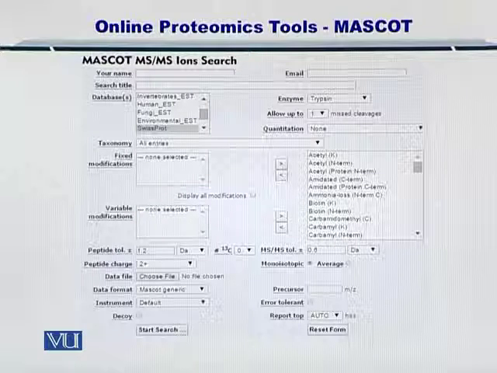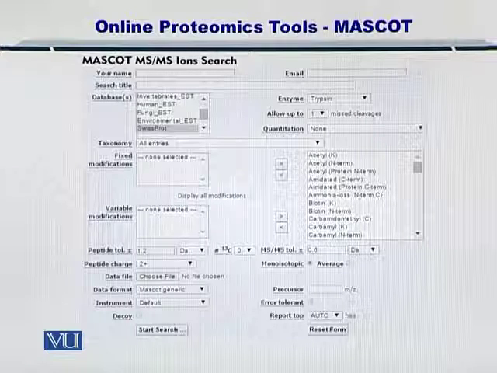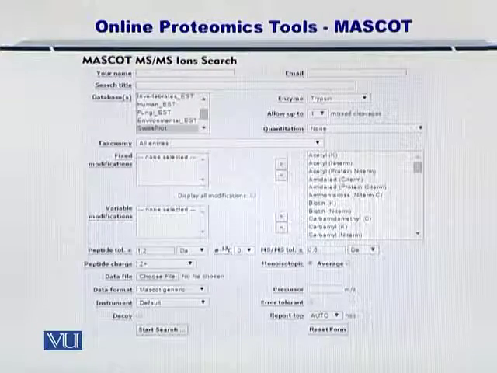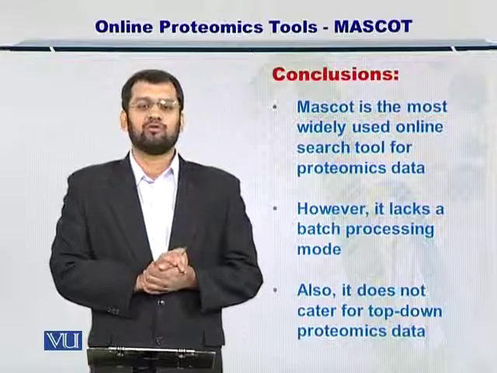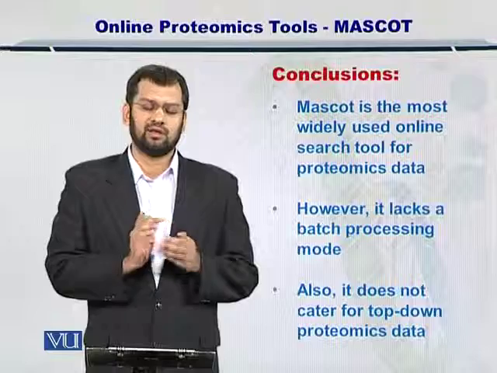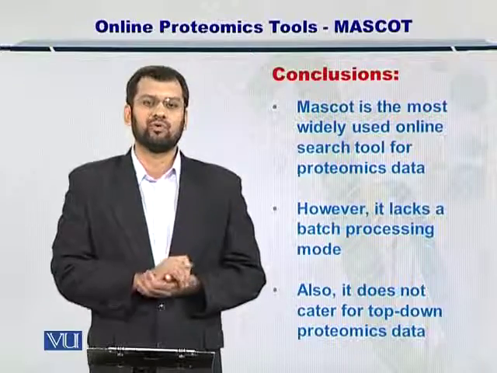by filling in this parameter form. So Matrix Science, with its tool Mascot, gives you plenty of options for shotgun proteomics, for tandem mass spectrometry. However, the shortcoming is that it cannot cater for top-down proteomics and therefore is limited in its purpose to bottom-up proteomics only.